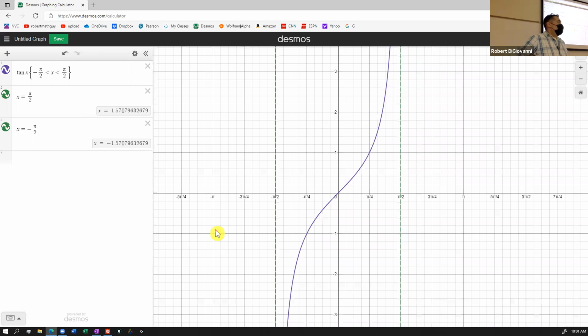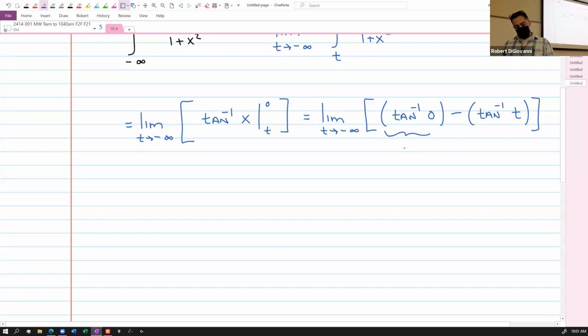Arctangent of 0 is saying, when does this function spit out 0? At what angle? Because our angles go from negative pi over 2 to pi over 2. So arctangent of 0 is saying, where do you get 0 here? Which is at 0, right? We plug in 0, we get 0. We have an x-intercept there. Understand?